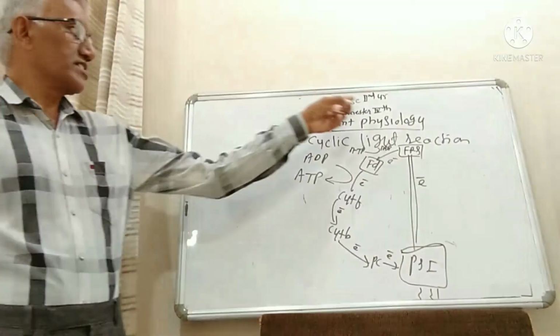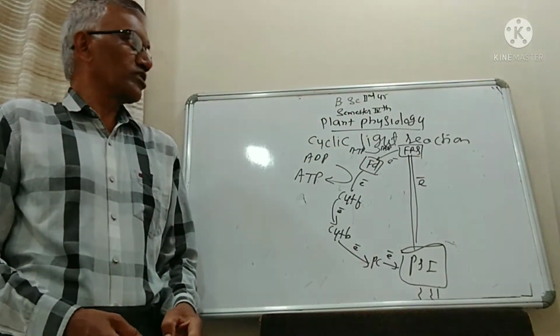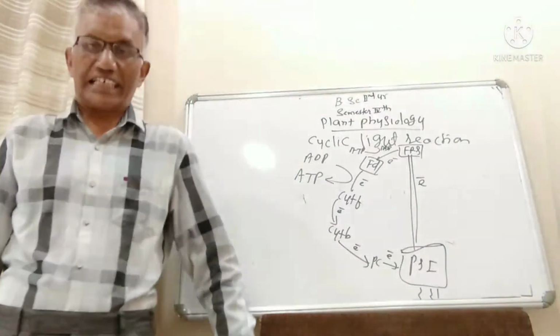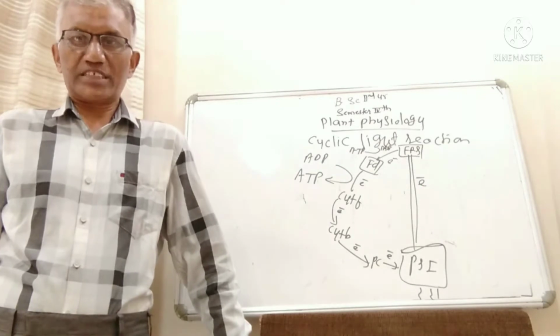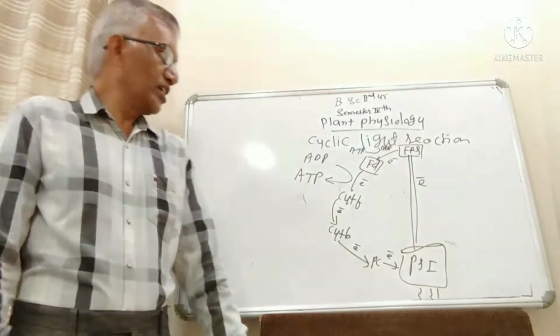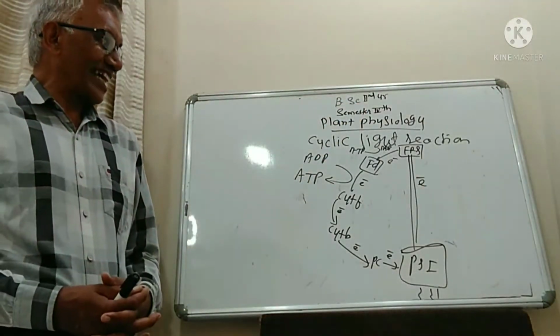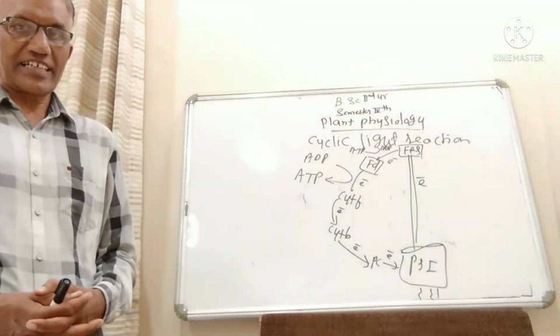So welcome to all the BSc second year students for semester 4. Yesterday we discussed the non-cyclic photophosphorylation, how it works, what is photolysis of water, all these things. Today we are going to be dealing with cyclic photophosphorylation or cyclic light reactions.